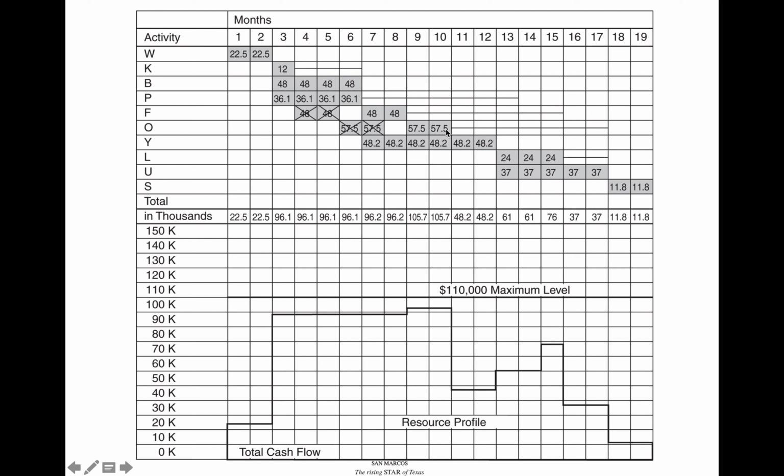And then if this was automated, that would automatically recalculate our histogram down here, which I have the final result of here for you, and you can see that it's not above the 110 maximum level anymore. And in fact, it's about 100. It's about 10,000 below that, or so, give or take.